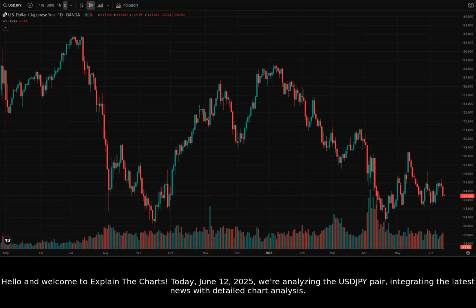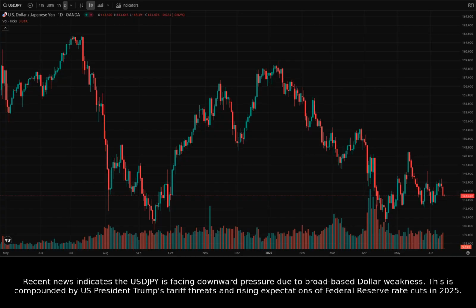Today, June 12, 2025, we're analyzing the USDJPY pair, integrating the latest news with detailed chart analysis. Recent news indicates the USDJPY is facing downward pressure due to broad-based dollar weakness. This is compounded by U.S. President Trump's tariff threats and rising expectations of Federal Reserve rate cuts in 2025.